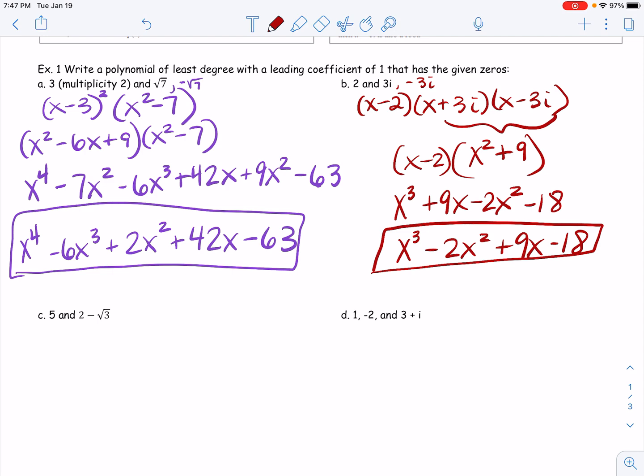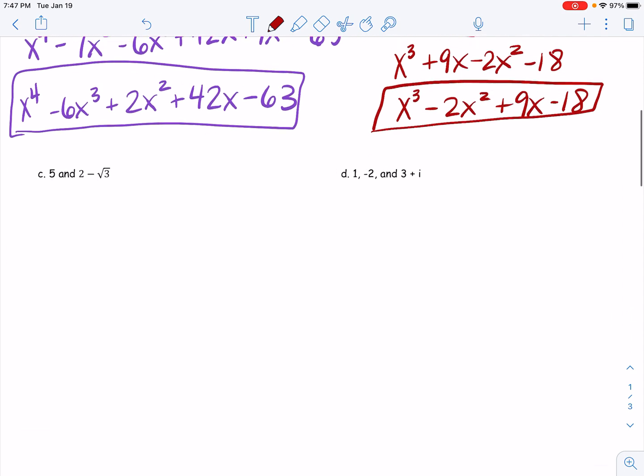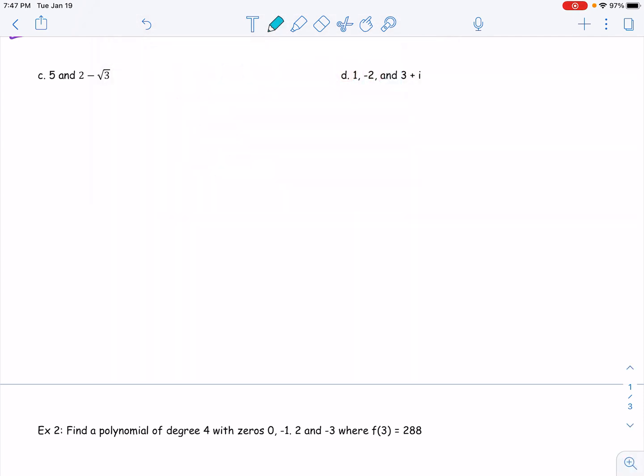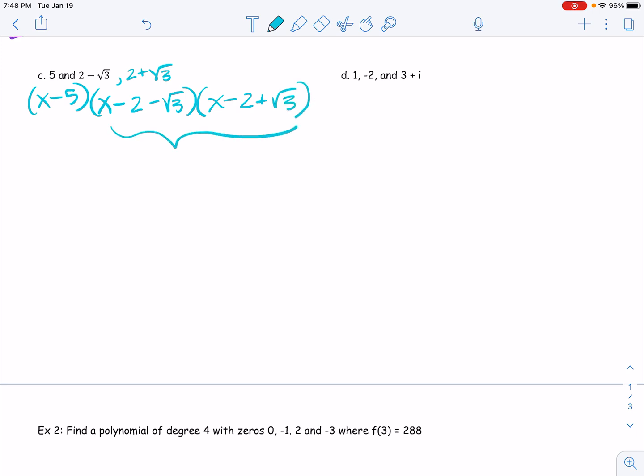Okay, so let's try it again. 5, and 2 minus radical 3. Well, if 2 minus radical 3 is a root, then that means 2 plus radical 3 is also a root. So here we go. x minus 2 minus radical 3 and x minus 2 plus radical 3. All right, I'm going to go ahead and put these together.